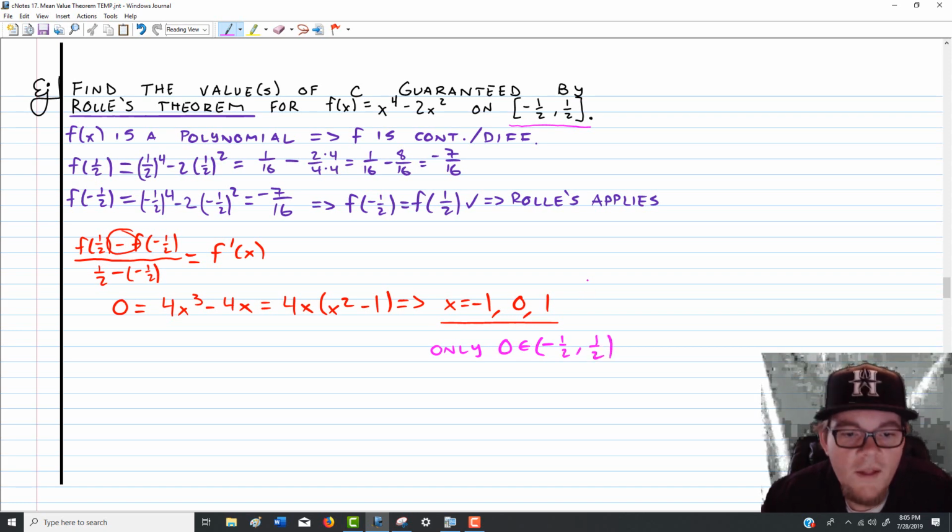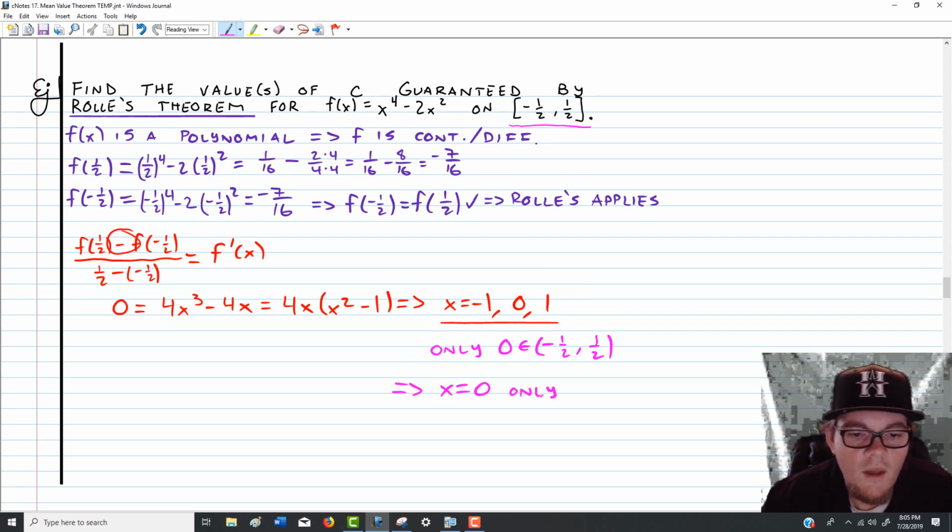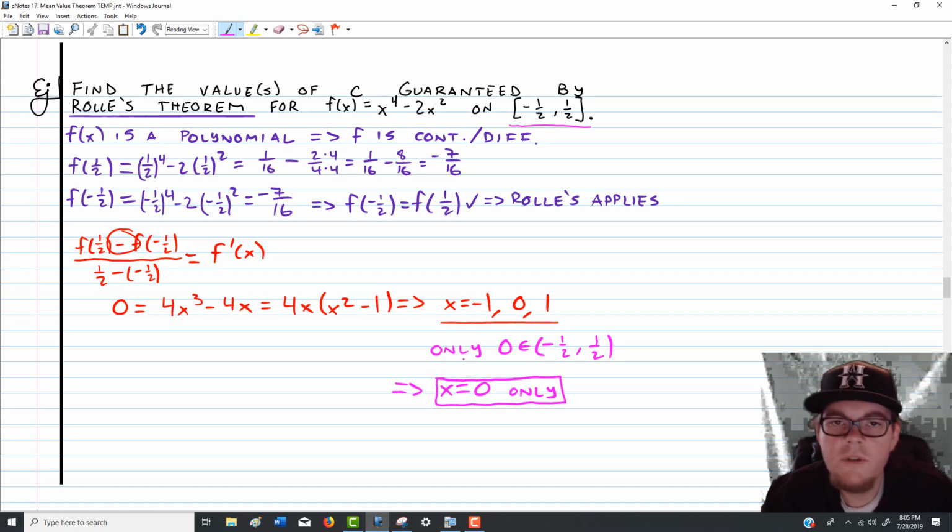Because negative 1 and 1 are both outside that interval, the only answer that's guaranteed by Rolle's theorem is x equals 0. So we've got one critical number at x equals 0, and in other words, it's a good place to investigate. On this interval, we should have a critical number, and we might have some sort of relative extremum.